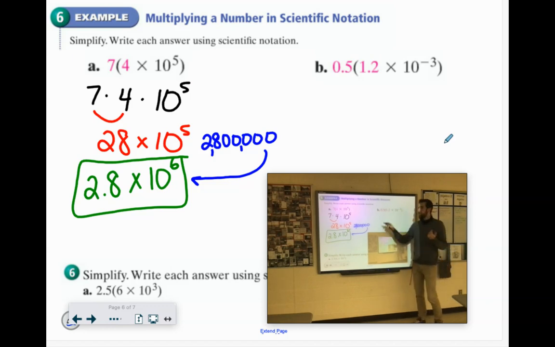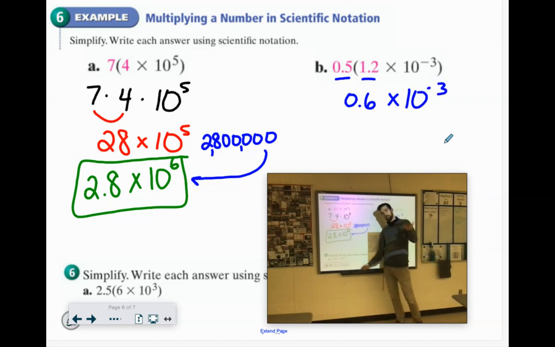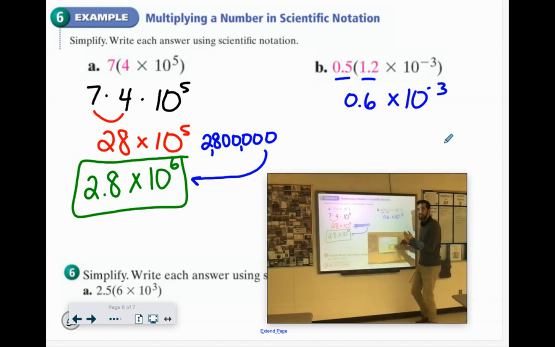So again, we're just multiplying the numbers that we can. Don't mess with the 10 at all. 0.5 times 1.2 is 0.6. We have the times 10 to the negative third. Is that number between 1 and 10? No, it's not. So we have to make an adjustment. We have to make it larger.